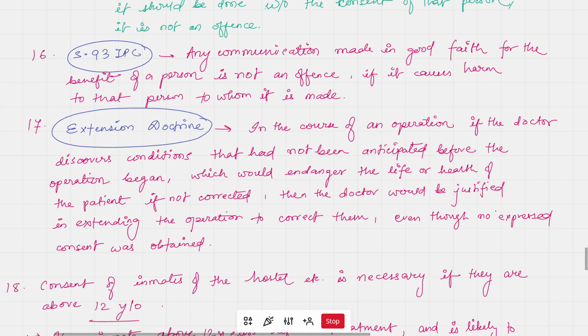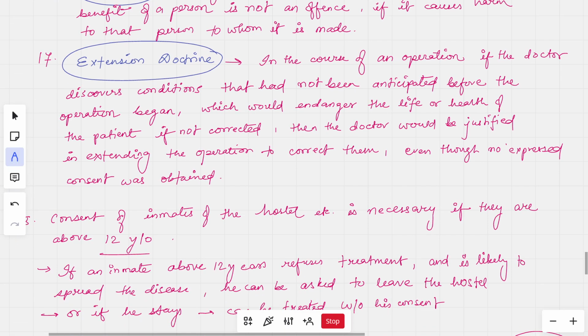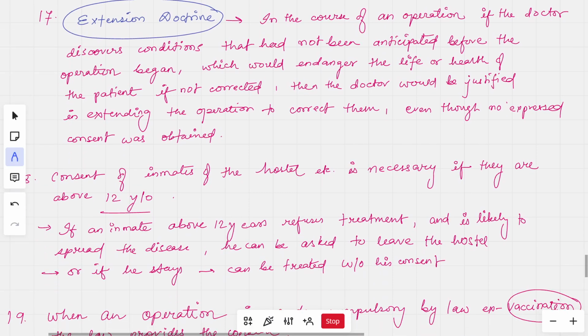What does it mean? It means if in the process of any consented operation, the doctor discovers conditions that had not been anticipated before, if any incident happens which was not anticipated before the operation begins, which would endanger the life or health of a person if not corrected, then the doctor would be justified in extending the operation to correct them, even though no express consent was obtained. So in that case, the doctor should do whatever is required to save that patient in order to correct that situation. So in that case, no express consent is obtained.